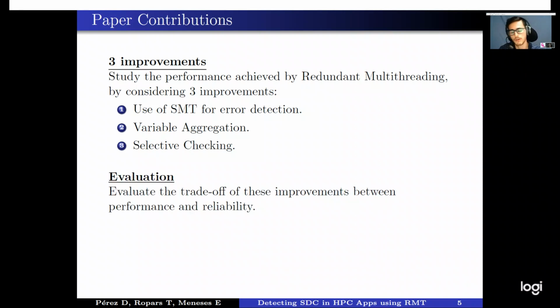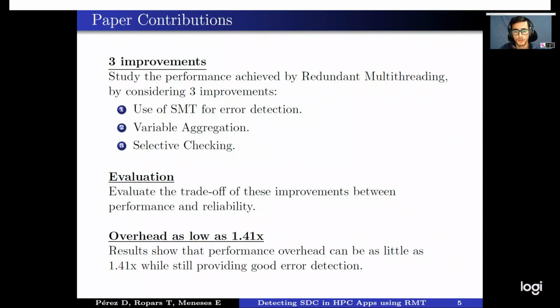We have an evaluation in which we measure the trade-off of these improvements regarding performance versus reliability. And we show that for some HPC applications, the overhead can be as little as 1.1 times, which is quite desirable for a replication technique, while still providing a good error detection.